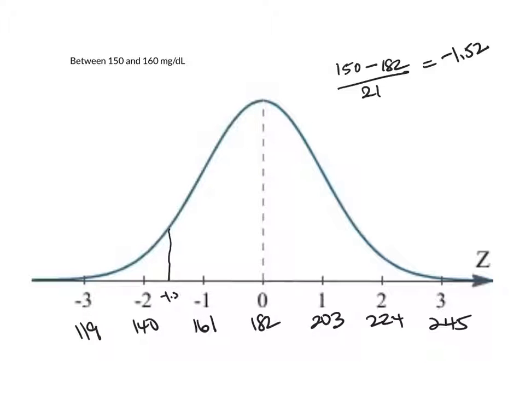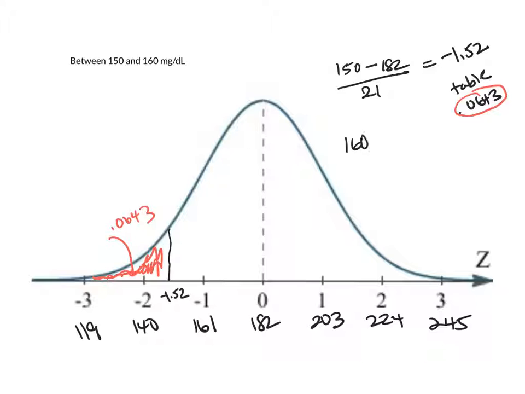This is negative 1.52. I looked that up in the table in the back of the book, and it corresponds to 0.0643, I believe it is. And so the 0.0643 is the area to the left of this. So that's this area right here. That's the 0.0643. Then I'm going to convert the 160 to a z-score.